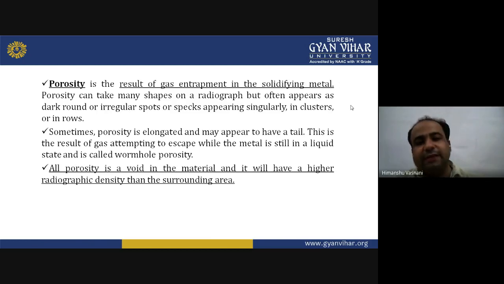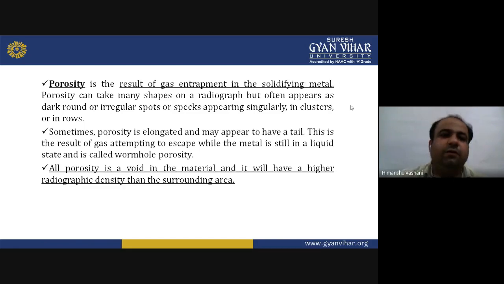So all porosity is a void. It is an empty space in the material, and it will have a higher radiographic density than the surrounding area. When you do the radiography, you will find that the density is shown at the point where the gas is entrapped. So it is a kind of void in the material. Porosity is a kind of defect. It can be seen as an irregular spot or as a dark round. It is the result of gas entrapped in the solidifying metal.